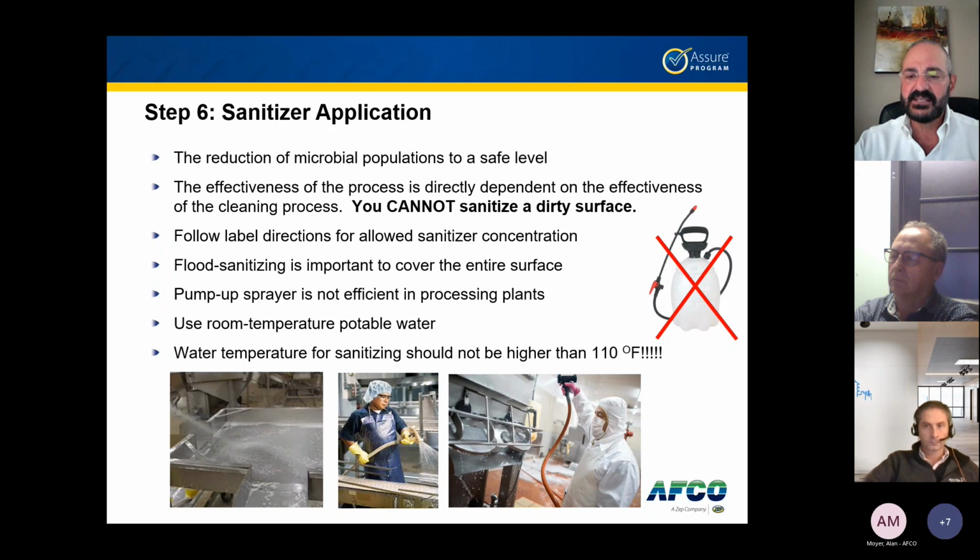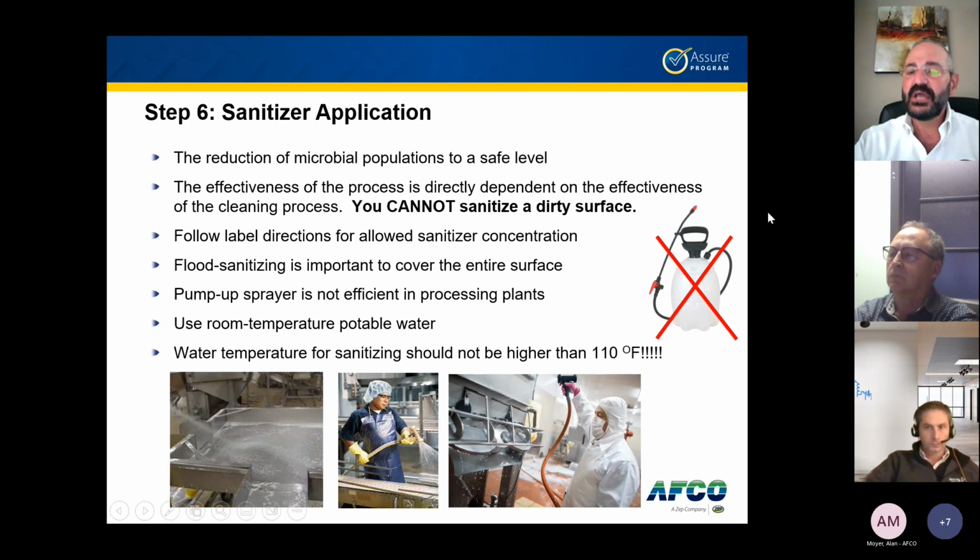You need to flood sanitize processing equipment to make sure you hit every inch of the surfaces of the equipment with the sanitizer, okay, to kill them. Make sure to cover the entire surface with the sanitizer.